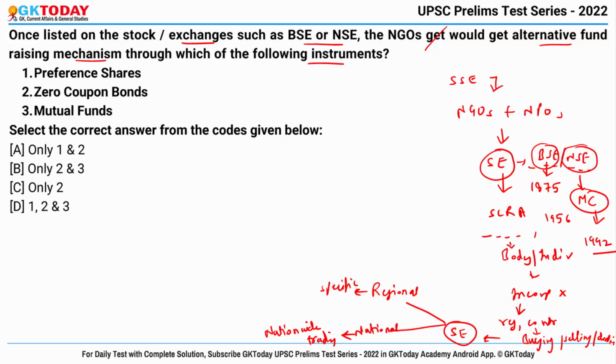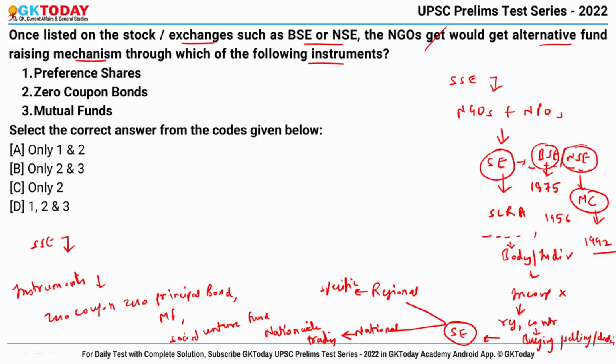Now coming back to social stock exchange, this would serve as an alternative fundraising mechanism for NGOs and non-profit organizations, and the funds can be raised through issuance of instruments, for example zero coupon, zero principal bond. Then there are mutual fund or social venture fund, etc. And such stock exchanges are already functioning in countries like Canada, UK and Brazil. Now let's come back to the options.